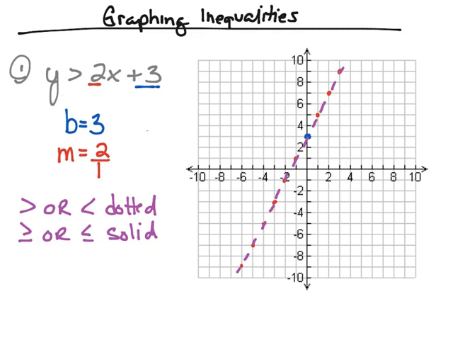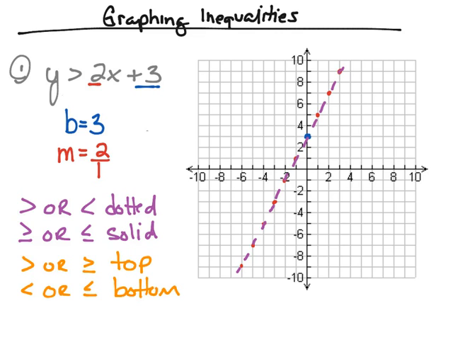The next thing I'm going to have to do is some shading. Now that shading again is going to depend on what inequality symbol we're given. If we have the greater than or the greater than or equal to, what we're going to do is shade to the top of the line. If we have the less than or equal to, then what we're going to do is shade to the bottom of the line.